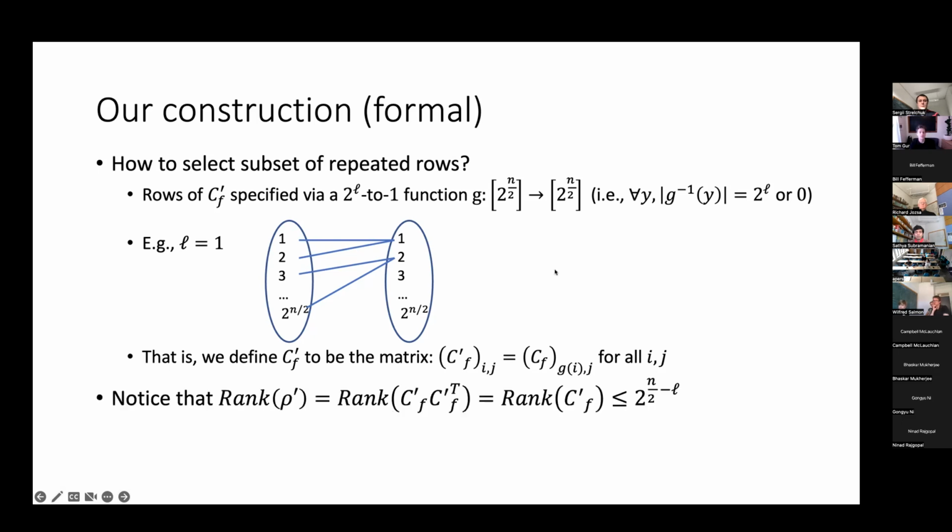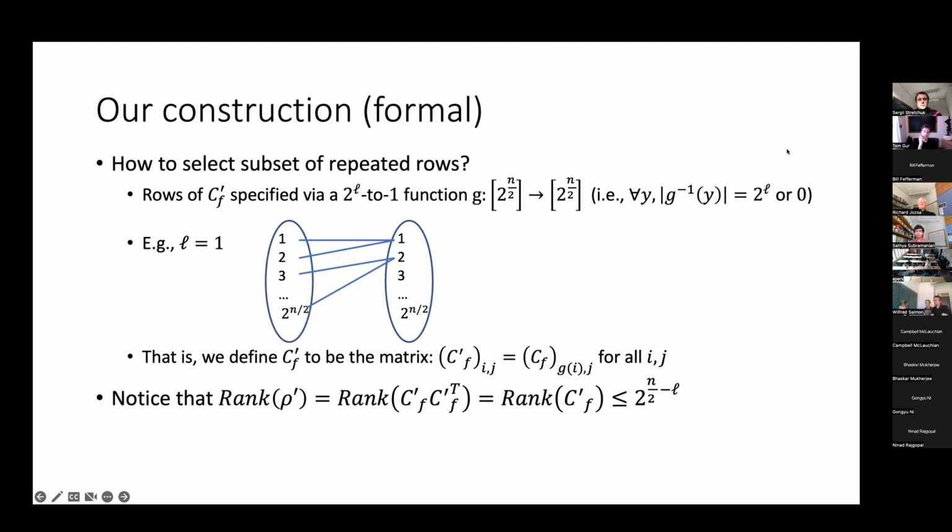Okay. And so the point here is that the rank has been very much decreased, right? The rank of the new reduced density matrix, if we trace out n over 2 qubits in this new state, is equal to the rank of CF prime times CF prime transpose, which by properties of rank is equal to the rank of CF prime. And that has to be less than or equal to 2 to the n over 2 minus L. The reason for that is because this is the number of distinct rows in the new matrix CF prime, right? So that gives us an upper bound on the rank.